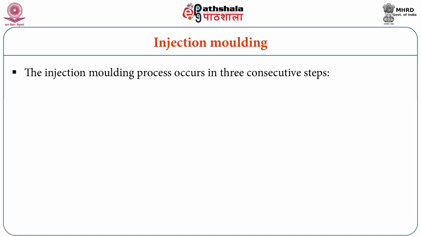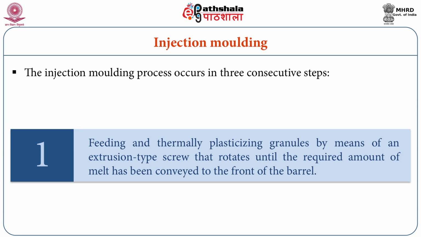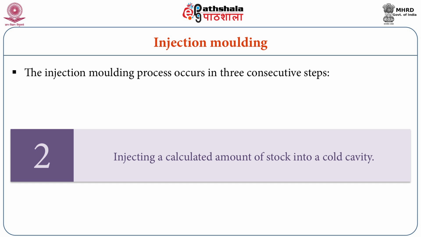The injection molding process occurs in 3 consecutive steps. First one, feeding the thermally plasticizing granules by means of an extrusion type screw that rotates until the required amount of melt has been conveyed to the front of the barrel. Second, injecting a calculated amount of stock into the cold cavity. And third, cooling and ejecting the molded components.